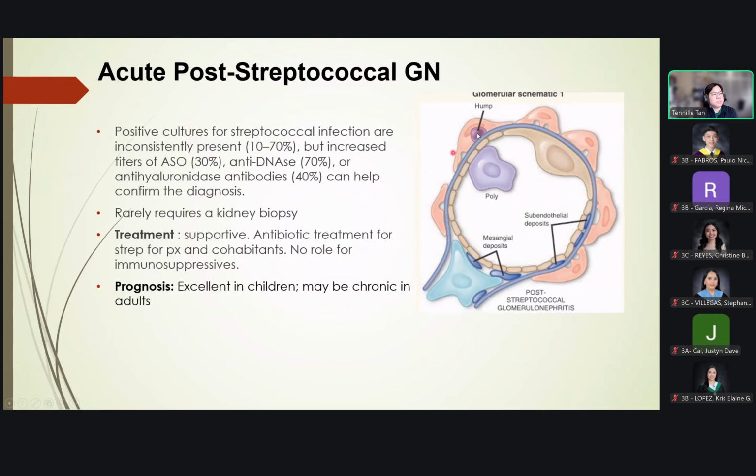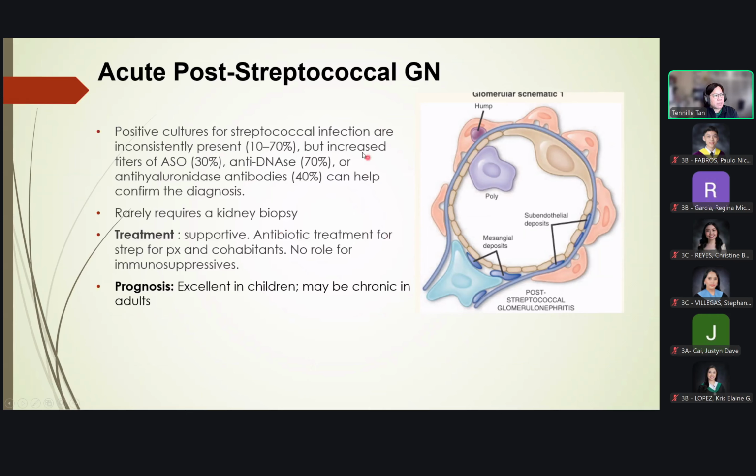However, the humps are something like this. Usually you'll find more of the deposits, that's why they look like humps along the epithelium. So when you do a culture for a strep infection, they are actually inconsistently present in post-strep GN, only between 10 to 70%, depending on the study.